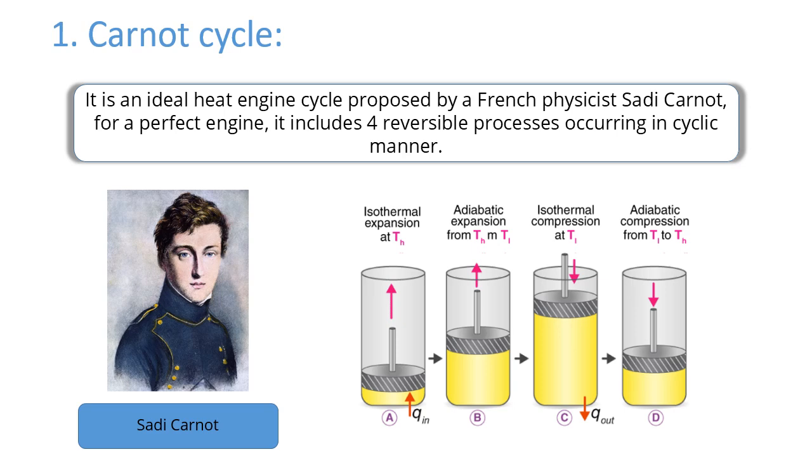Second is reversible adiabatic process. In this process, the working fluid expands without exchanging heat. Third is isothermal compression process. In this process, the working fluid compresses at a constant low temperature. The fourth process is reversible adiabatic compression process. In this, the working fluid compresses without exchanging heat and returns to its original state. The Carnot cycle is the most efficient way to convert heat energy into work.